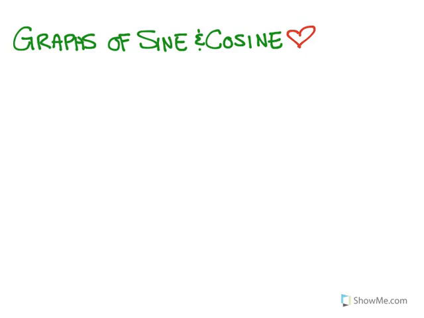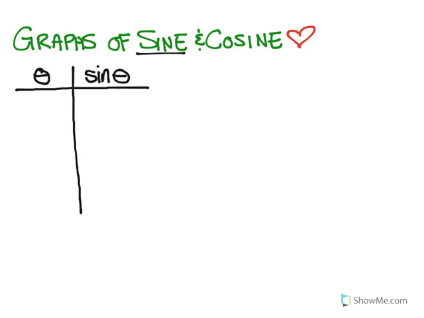In this video, we are going to take our knowledge of sine and cosine and graph them. First of all, we're going to just take a look at sine first, and we need to remember all of our sine values all the way to 360 degrees, or 2 pi.